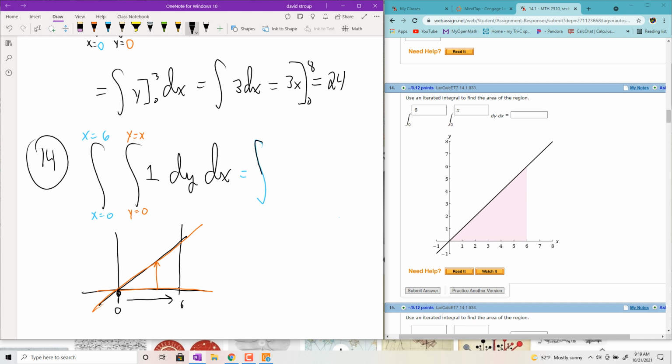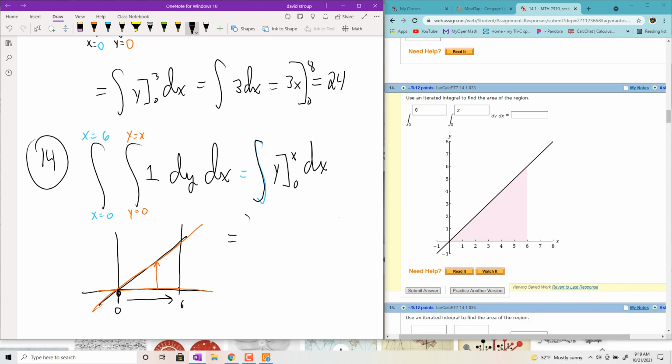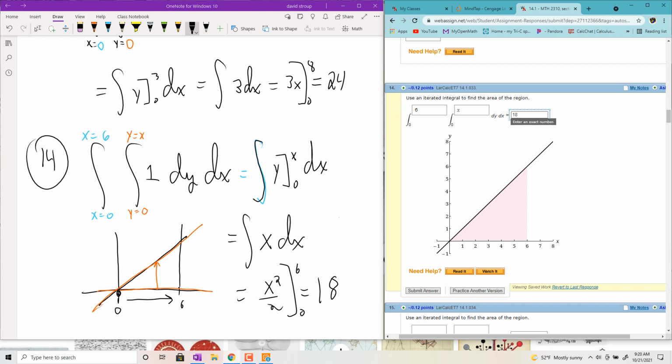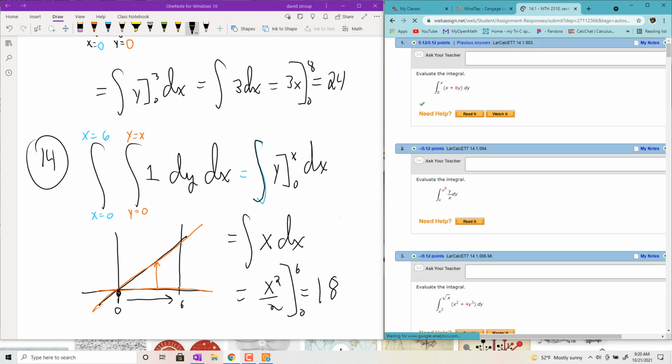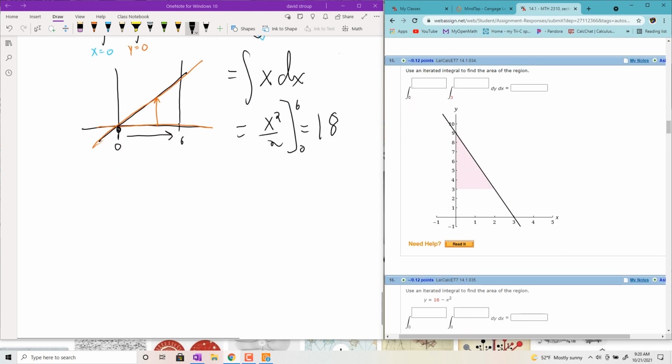So the inner integral, the integral of 1 with respect to y would just be y. And then we're going from 0 to x. Then I'm evaluating y on those limits. So it'd be x minus 0 dx. And then the integral of x with respect to x is x squared over 2 from 0 to 6. It's going to be 36 over 2, so 18. Okay, great.